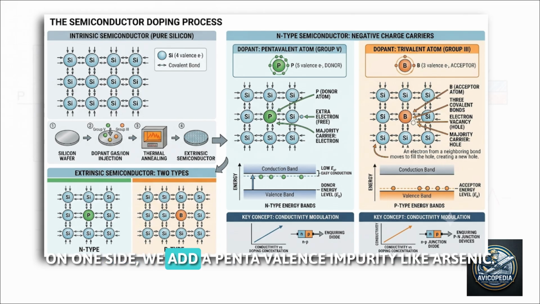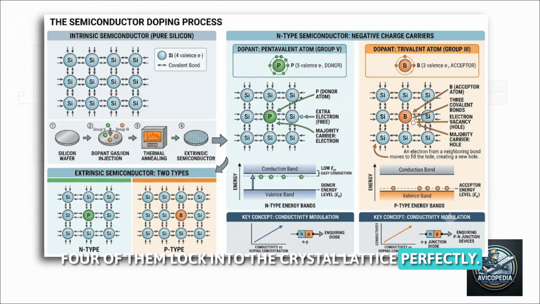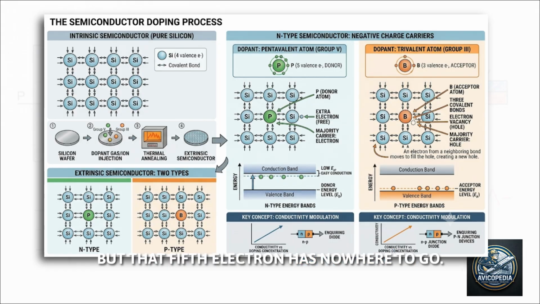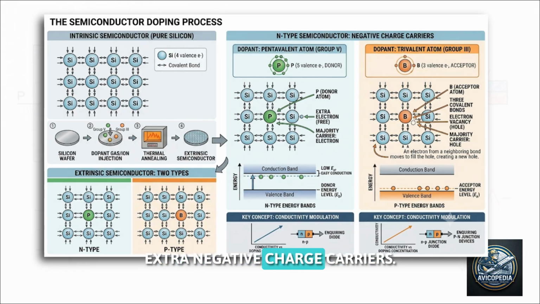On one side, we add a pentavalent impurity like arsenic. Arsenic has 5 valence electrons. 4 of them lock into the crystal lattice perfectly, but that 5th electron has nowhere to go. It becomes a free electron. Because it provides extra negative charge carriers, we call this an N-type semiconductor.